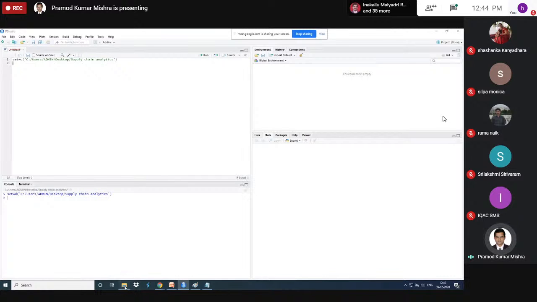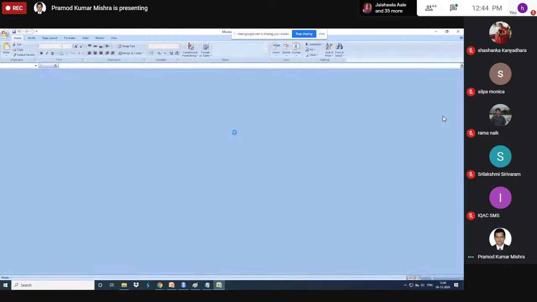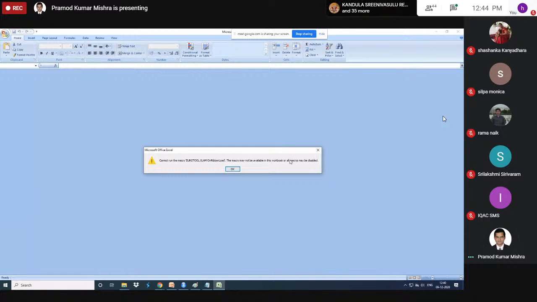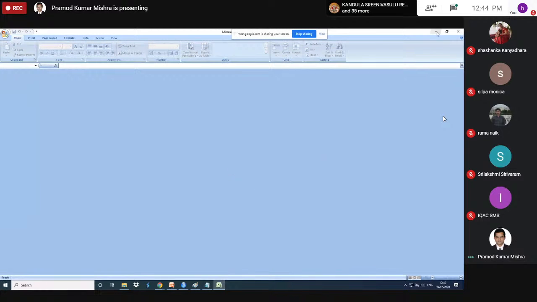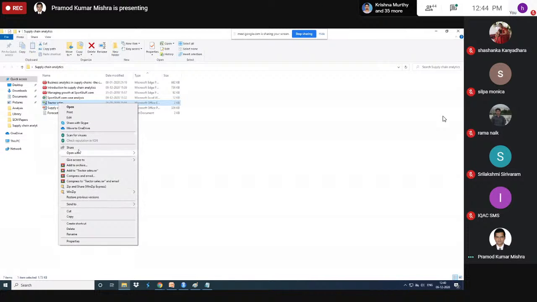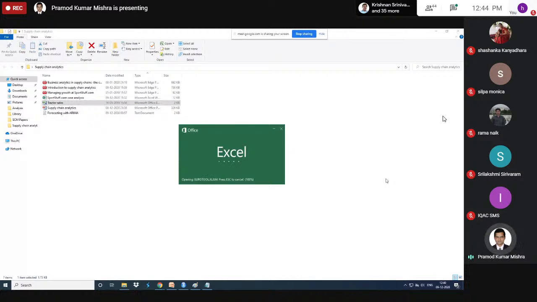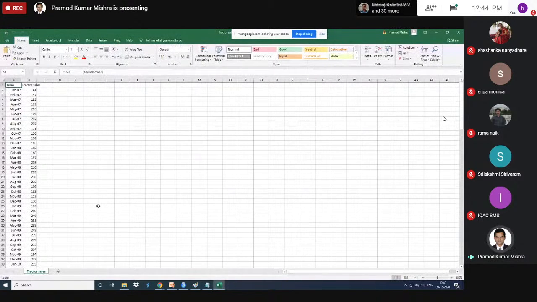So what is the data set? I'll show you. There is a tractor sales data set I have taken from Kaggle and slightly modified. There is some version problem here. I'll just open it. This data I have taken from Kaggle, and there is a lot of data available from there. I have just changed the dates. It is actually 12 years of data on the sales of tractors.